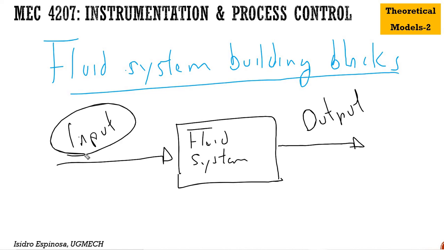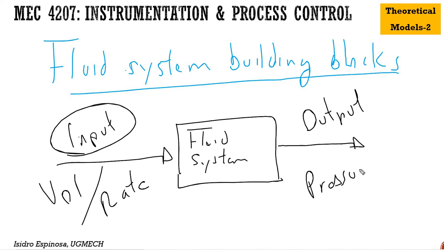Here, if we're talking about a fluid, normally what we illustrate is the volumetric flow rate, or volume rate, or volumetric flow rate. And what is the output? Well, normally, if it's a fluid system, let's say a closed system or open system, depending on the application, what we will have as an output, depending on the application, we can have a pressure difference.